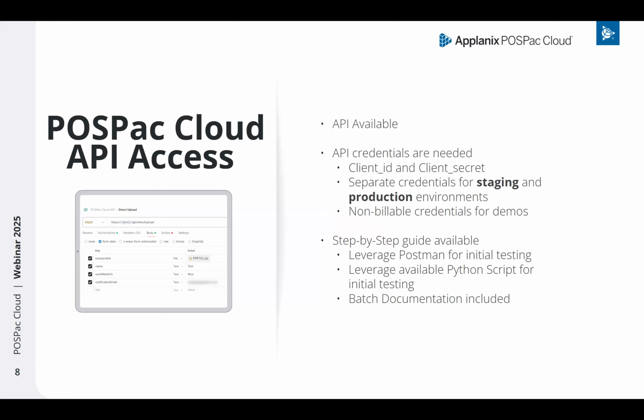To help you get started, a step-by-step guide is available on request. This includes how to set up your credentials, send API calls, and monitor job status. For initial testing, as I mentioned, we recommend using Postman, which provides a user-friendly way to experiment with API calls. The image to the left here shows an example of a direct upload API call. I'll talk about this more in the next slide. You can also leverage a ready-made Python script that's available to help streamline integration into your workflows. Batch documentation is also provided.